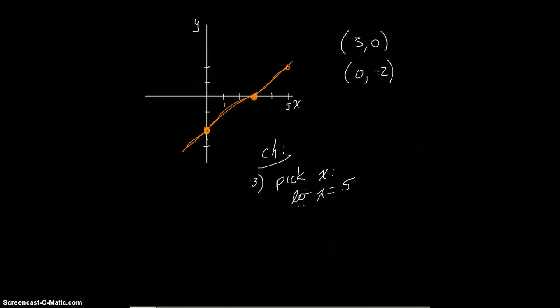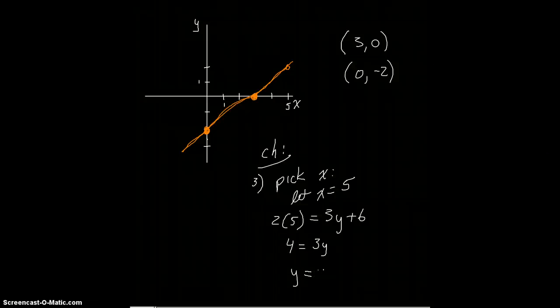So let's plug in that value of x into our equation. 2x, 2 times 5, is equal to 3y plus 6. This is 10, this is 4 when I subtract 6, and I get y is equal to 4/3, which is 1 1/3. And if I plot that checkpoint at 1 1/3, maybe it's here, but it's pretty close, right?